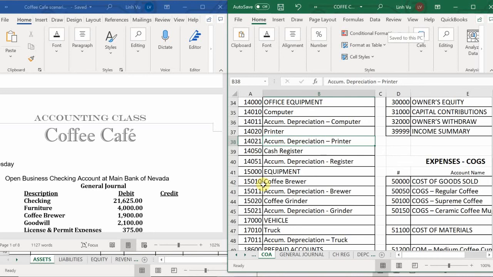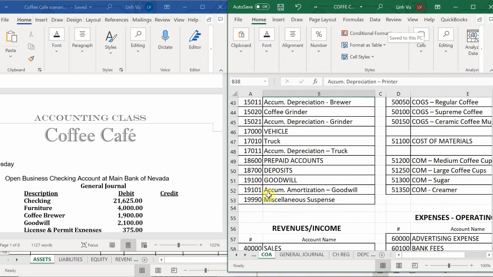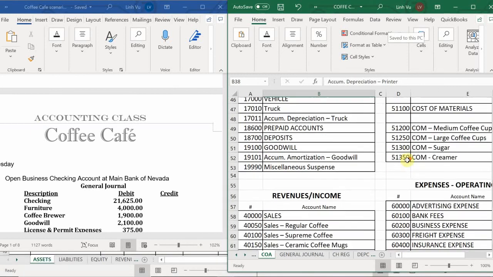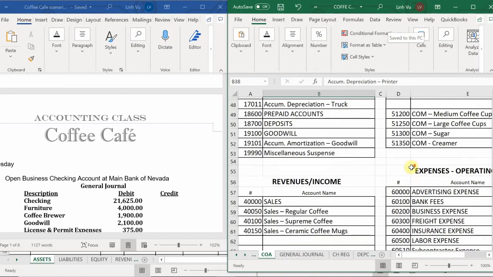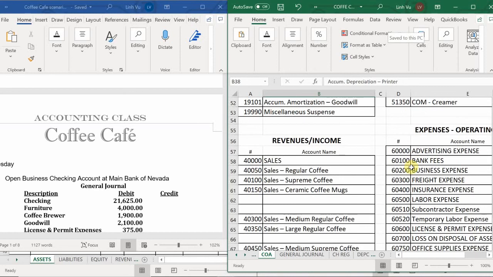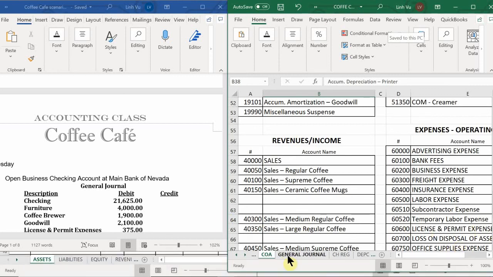Good. And let's see, do we have goodwill? $19,100. And then license and permit expense. Do we have that expense account? Yes, under expenses, operating expenses. Good, for 6,600. So now that we know that we have our accounts, we're going to go ahead and properly journalize them.